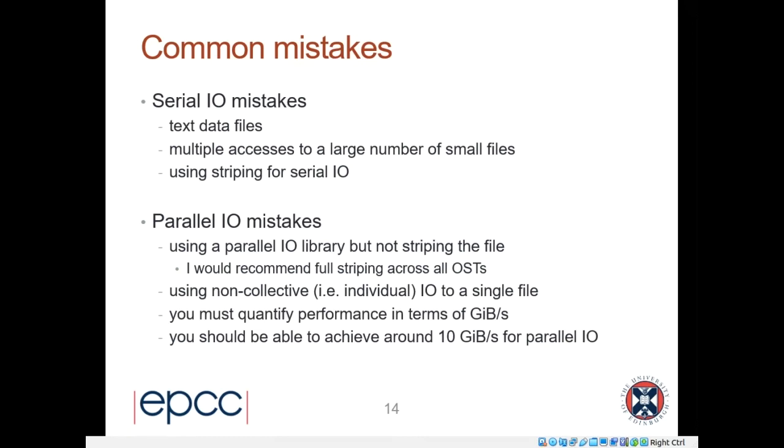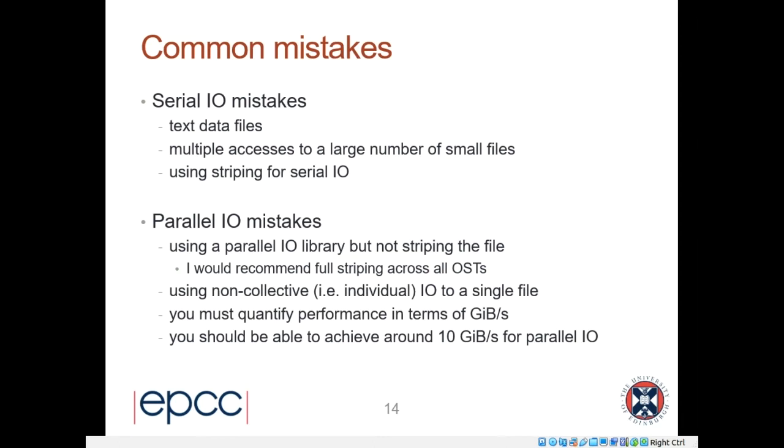Parallel I/O mistakes. The biggest one is using a parallel I/O library but not striping the file. People say, look, I've got parallel HDF5 and my I/O performance is terrible. Well, one command, lfs setstripe -c -1 on the output directory, can multiply the I/O speeds by an order of magnitude. And I would also recommend full striping across all OSTs.